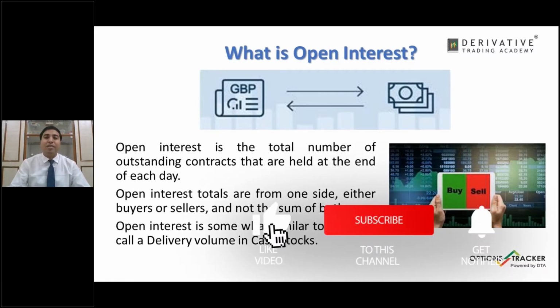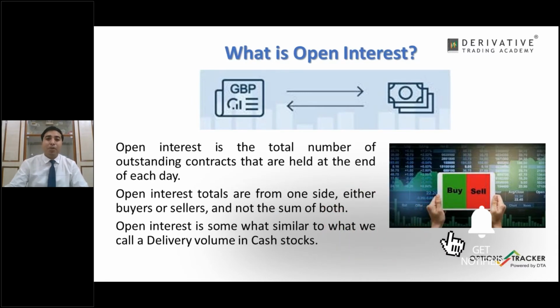But what we understand is that if someone has really taken the overnight risk, he might have a particular view on the counter. Now talking about open interest, open interest is somewhat similar to what deliverable volume is called in the cash market. We'll discuss open interest in detail, and we'll also understand how to use open interest to predict the positive or negative momentum of the counter.